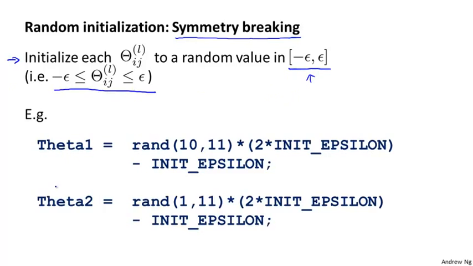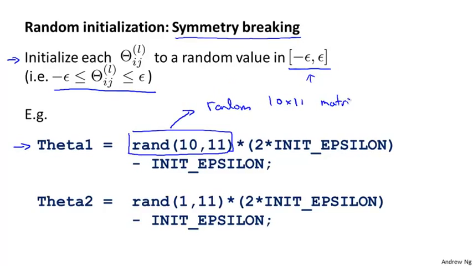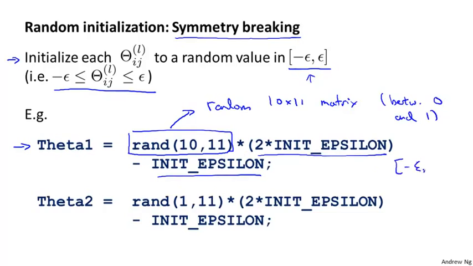The way I write code to do this in Octave is I might set Theta1 to be equal to this. So this rand(10,11) is how you compute a random 10 by 11 dimensional matrix, and all the values are between 0 and 1. So these are going to be real numbers that take on any continuous values between 0 and 1. And so if you take a number between 0 and 1, multiply it by 2 times init epsilon, then subtract init epsilon, you end up with a number that's between minus epsilon and plus epsilon.